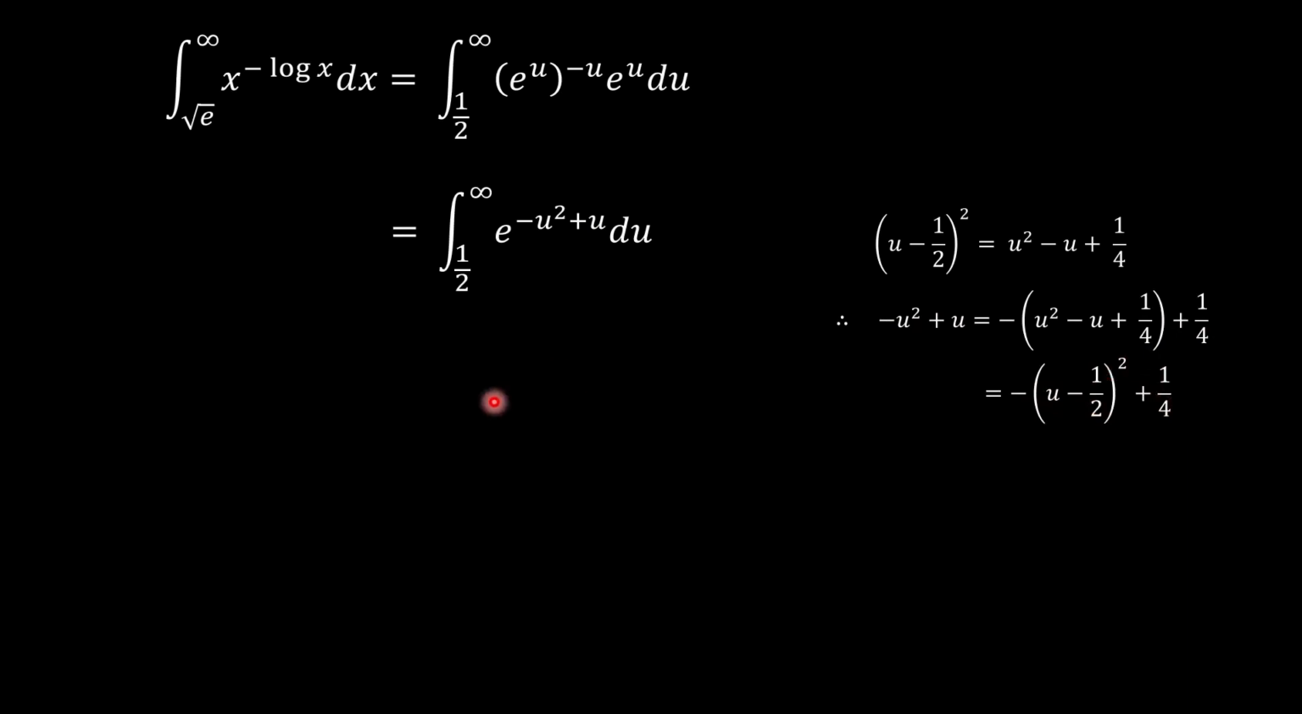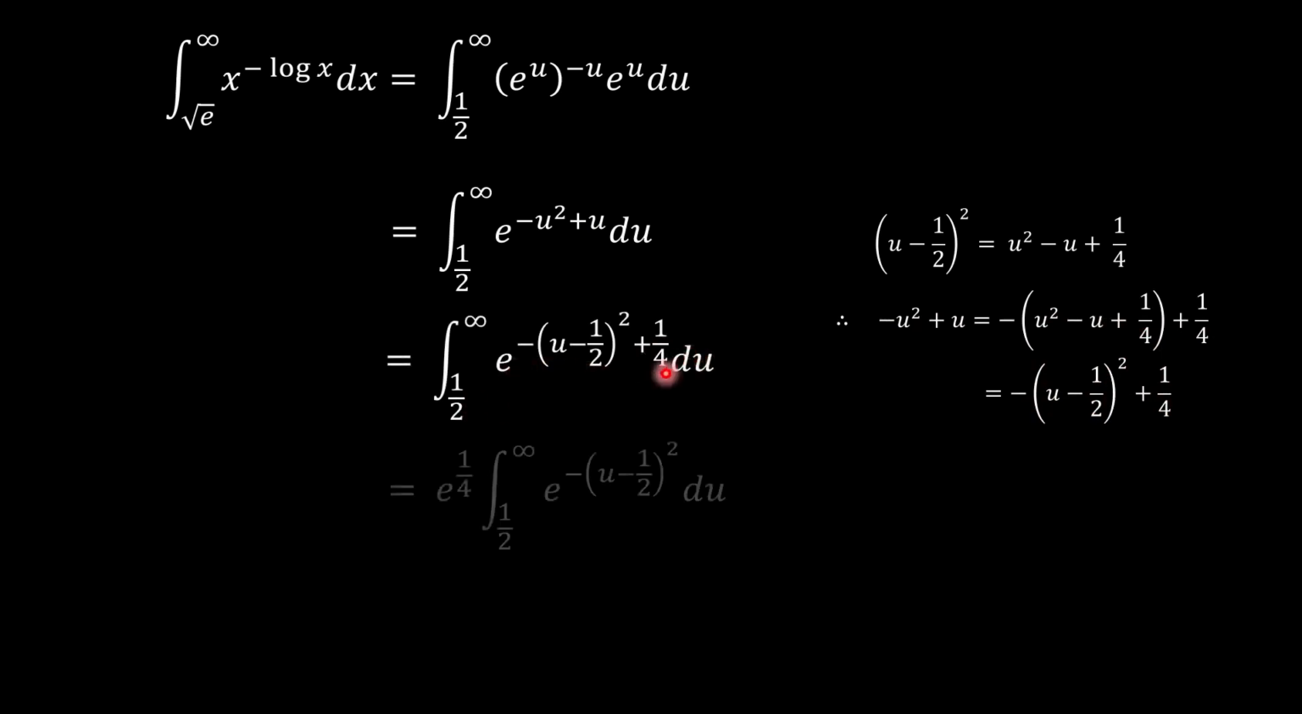So employing this expression back into the integral, we have an extra power here, which is e to the power quarter, which we can pull out as a constant. And now we are left with an integral of e to the power negative u minus half, all that in squared, from half to infinity.